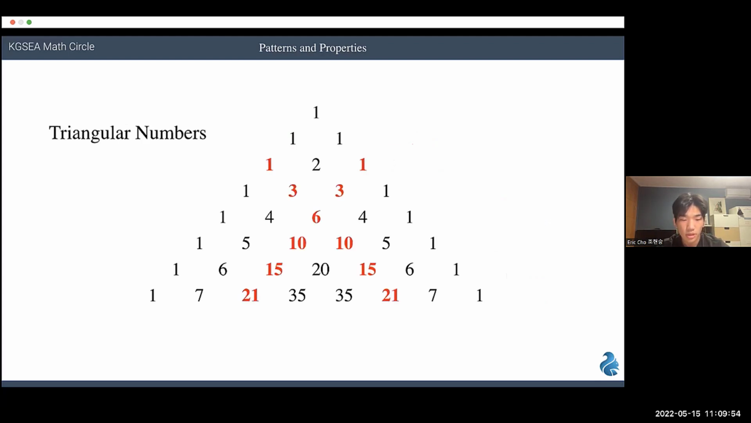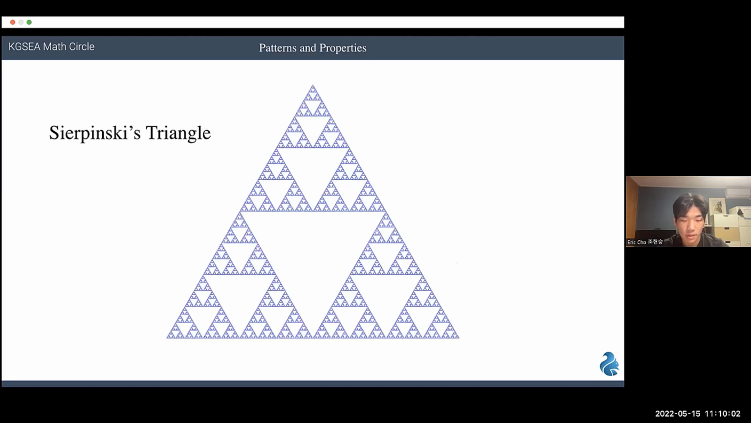There are numerous other patterns, such as diagonals that have triangular numbers and tetrahedral numbers. Another famous pattern comes out when you shade in all of the odd numbers. When you do this to thousands of rows, you will get a fractal called the Sierpinski triangle, which looks like this.